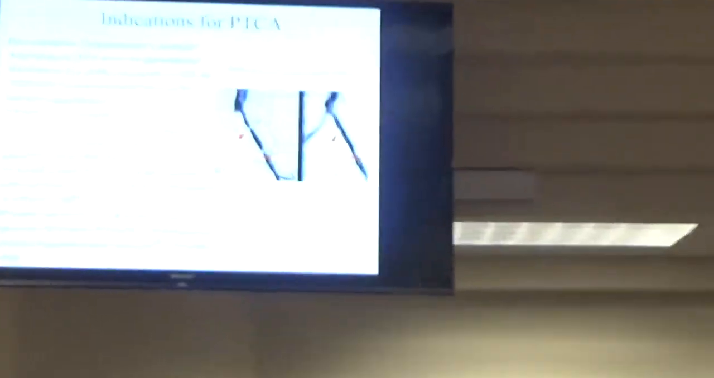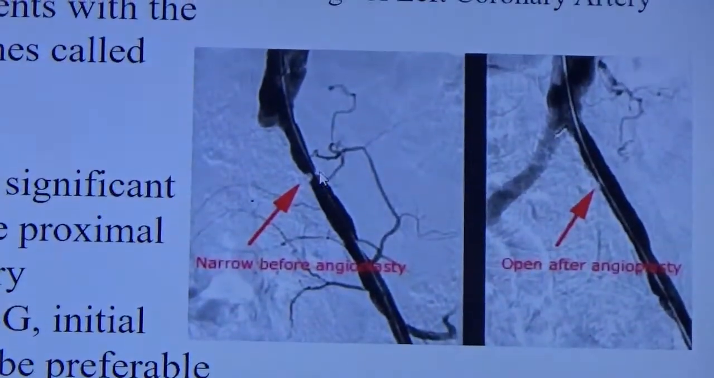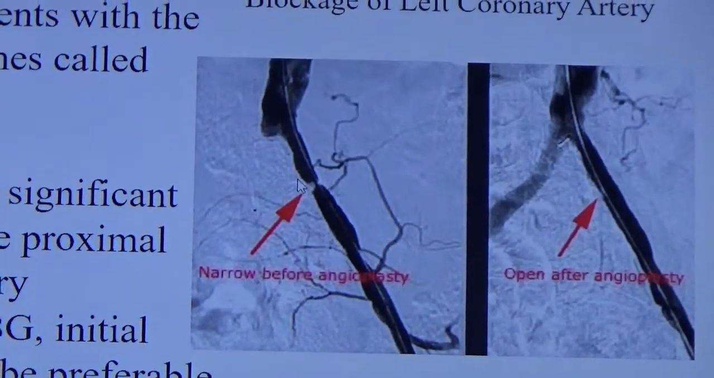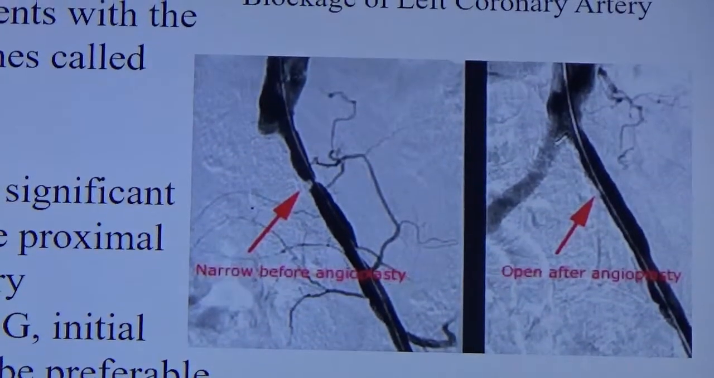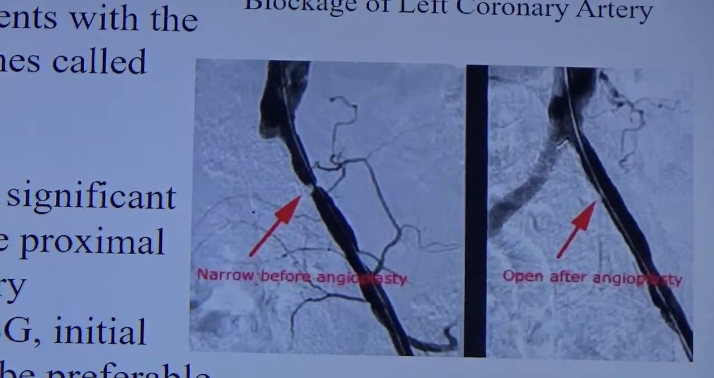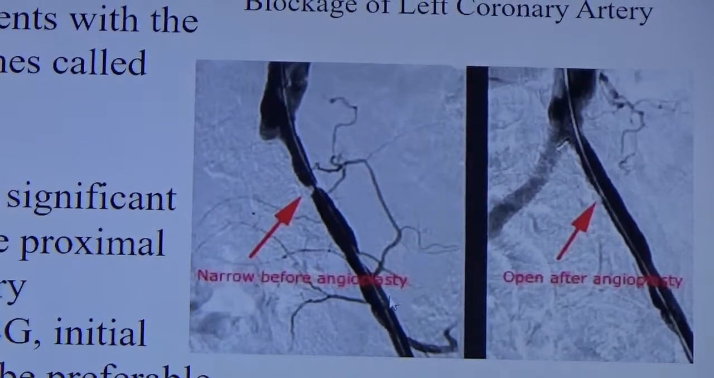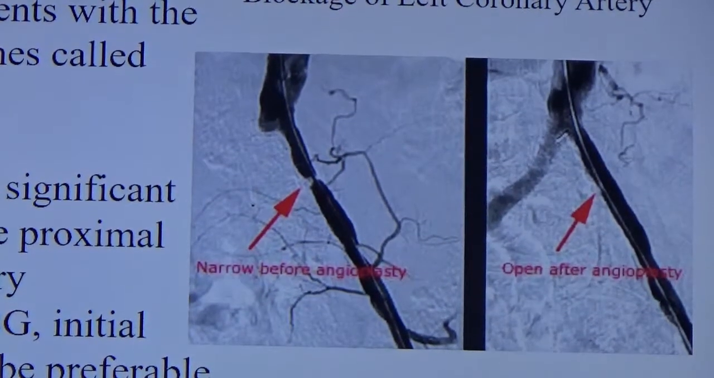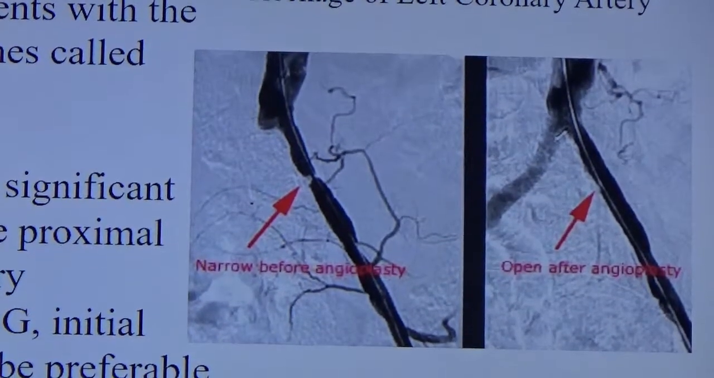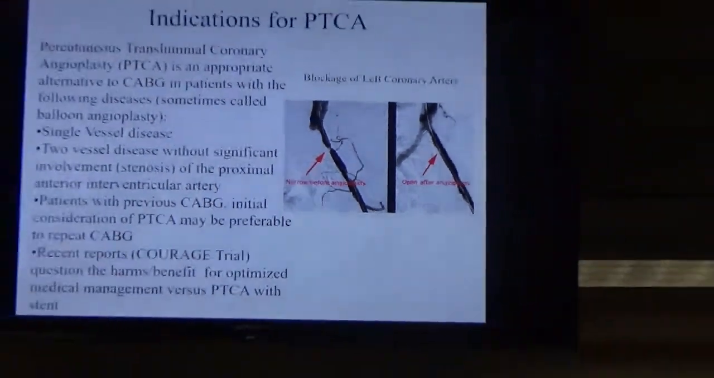If they can pass this wire, then they insert a catheter over this and blow up the stenosis with a balloon, which is called angioplasty. So that's percutaneous transluminal coronary angioplasty. They blow it up with a balloon, and most of the time they just place a stent over this. There's a bunch of different types of stents: drug-eluting stents, bare metal stents. The list goes on. Again, you probably don't need to know much about that.